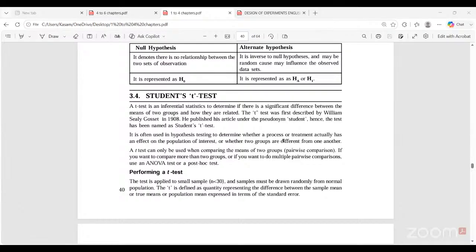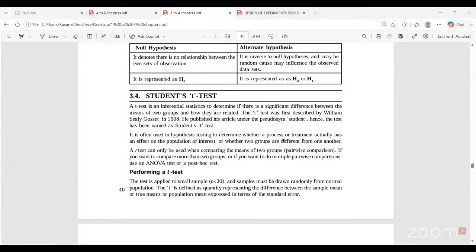A t-test is an inferential statistic used to determine if there is a significant difference between the means of two groups and how they are related. The t-test was first described by William Gosset in 1908. He published his article under the pseudonym Student, and the test has been named the student t-test. It is used under a hypothesis to determine whether a treatment actually affects the population of interest. So they are different from one another.